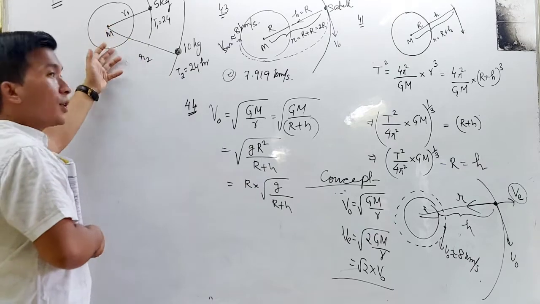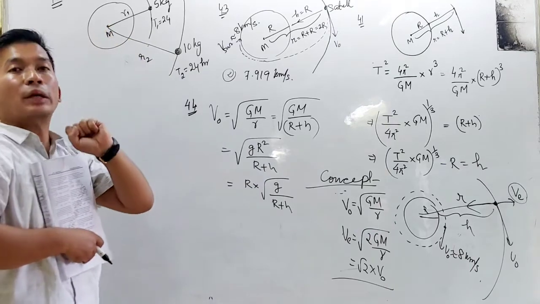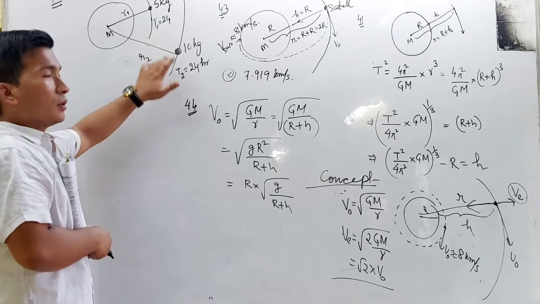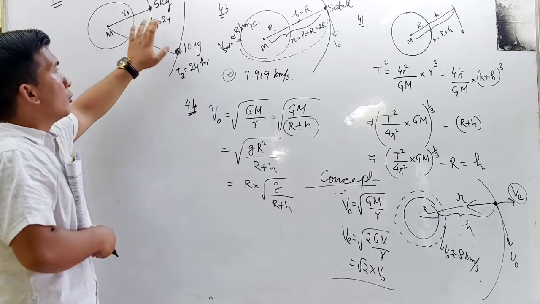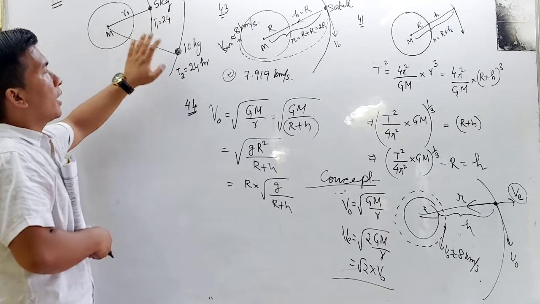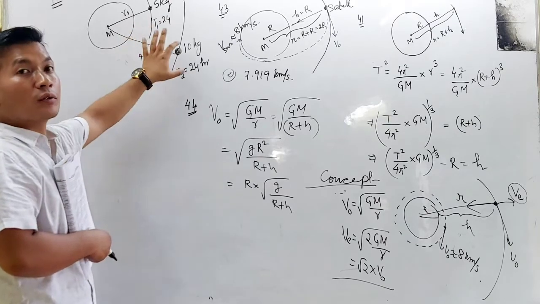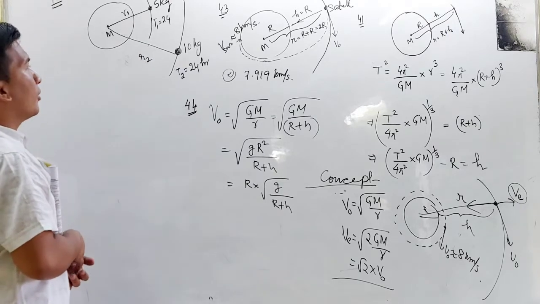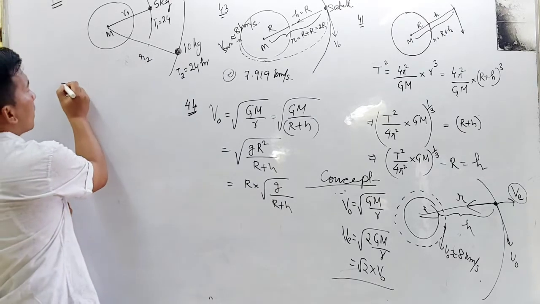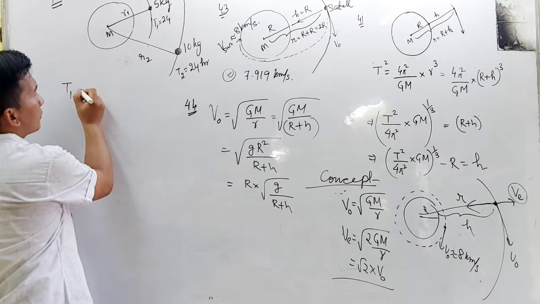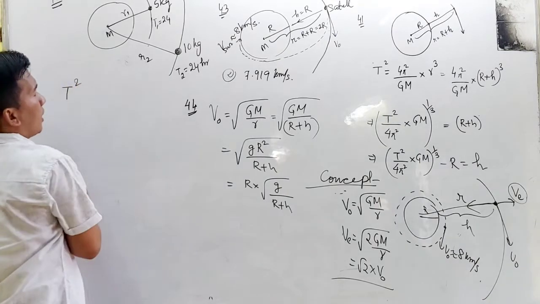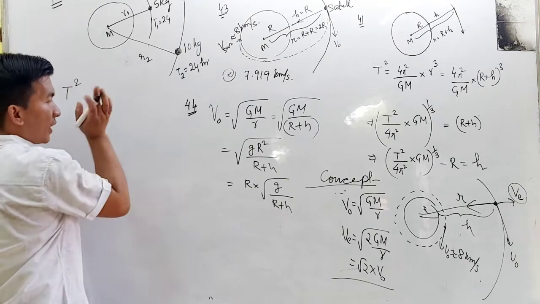But from this question, we are going to deduce a very important concept. These two satellites are revolving at two different orbits. Anyway, this is T1. What is the time period for any satellite?